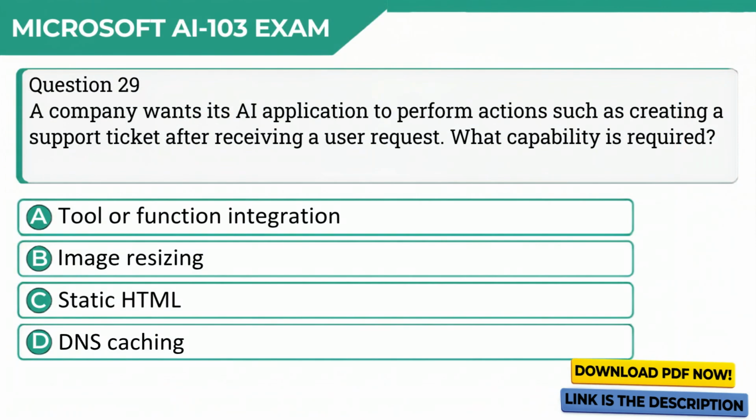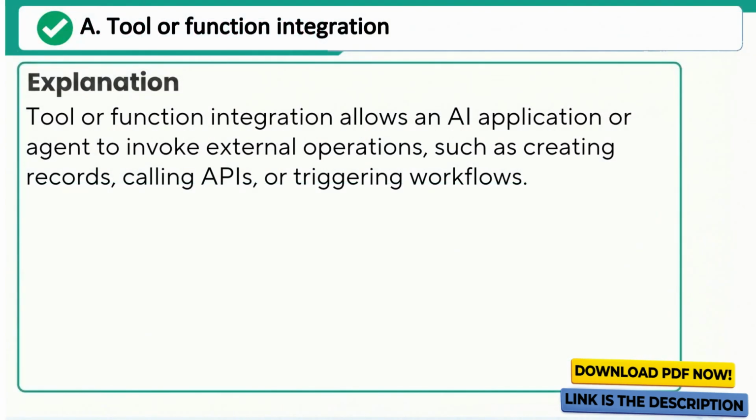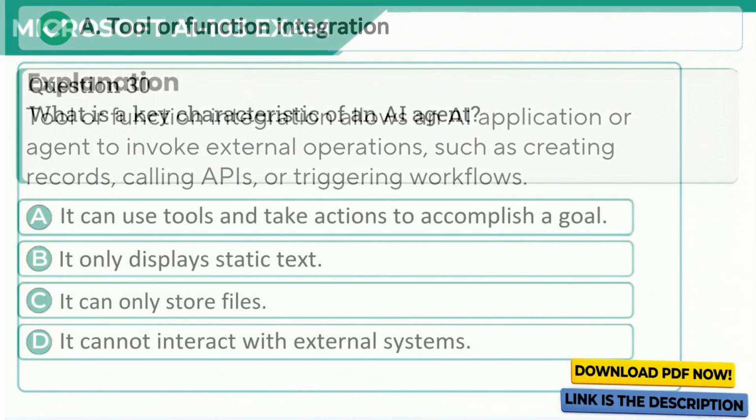Question 29. A company wants its AI application to perform actions such as creating a support ticket after receiving a user request. What capability is required? A. Tool or function integration. B. Image resizing. C. Static HTML. D. DNS caching. Correct answer A. Tool or function integration. Explanation: Tool or function integration allows an AI application or agent to invoke external operations, such as creating records, calling APIs, or triggering workflows.